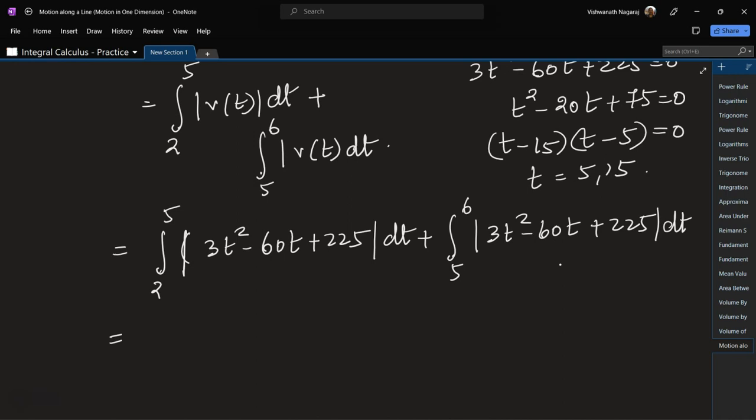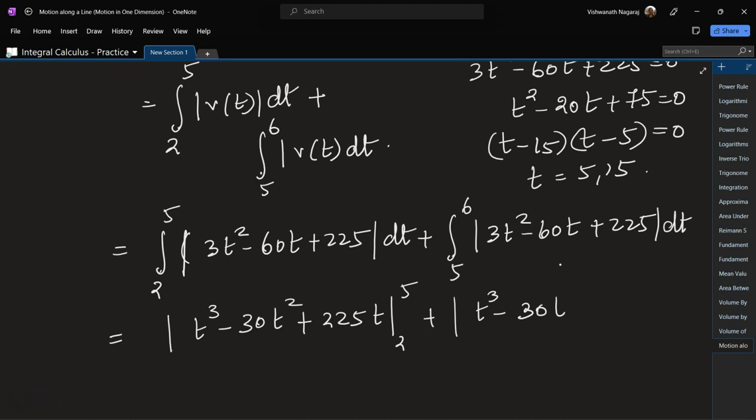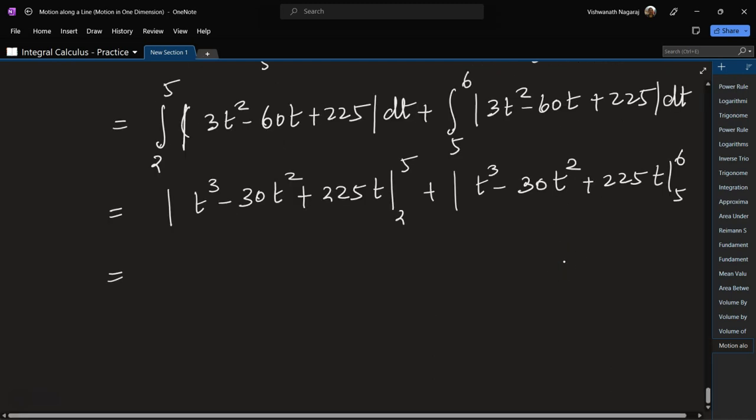Okay, let's integrate them. We get 3t cube by 3, so t cube, minus 60t square by 2, that means 30t square, plus 225t from 2 to 5, plus again absolute value of t cube minus 30t square plus 225t from 5 to 6. Okay, now let's take care of the limits.